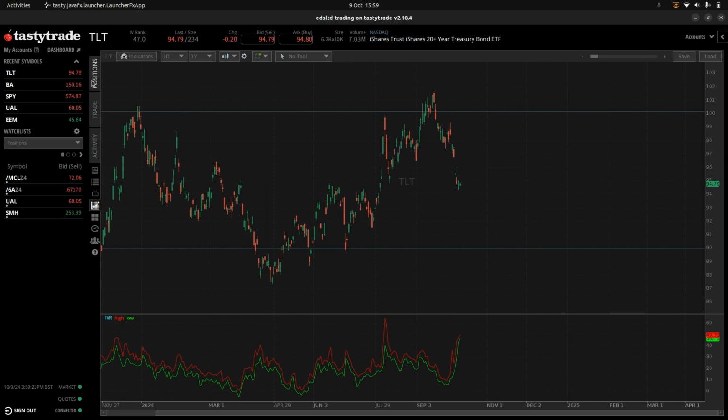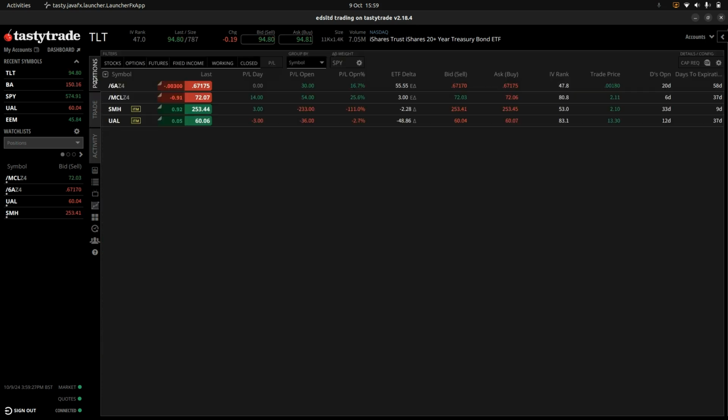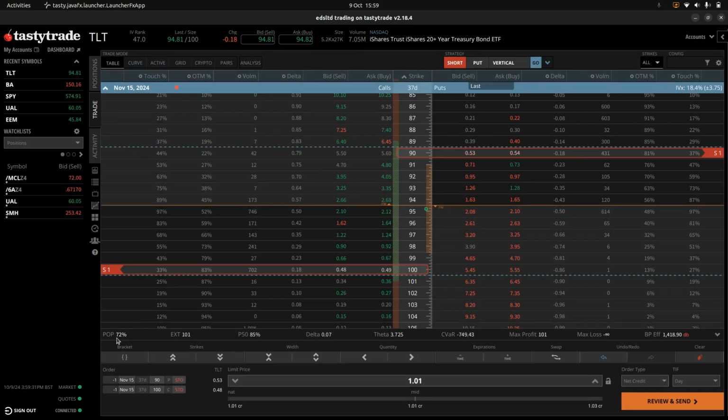And what's the likelihood of TLT staying within this range in 37 days' time? Well, the likelihood is 72%. That's what the POP is. So what is the premium that we get to keep then? The premium is this here. It's $1.01 times 100 shares, because there's 100 shares per contract. So it's $101. So we collect this up front. As soon as the trade gets filled, we collect $101 up front.